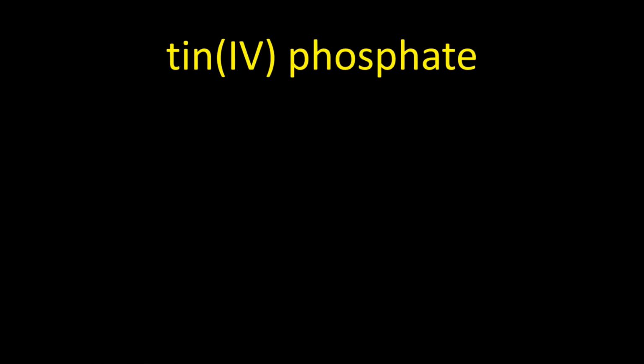Tin 4 phosphate. I always like to say tin 4 is the trucker's favorite ion. Like, tin 4, good buddy. Anyway, tin's symbol is Sn, and phosphate's symbol is PO4. Phosphate has a -3 charge, and this tin, according to the name, has a +4 charge.